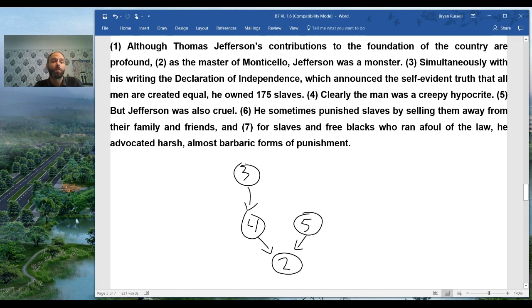And what reasons do we have for believing he was cruel? We have 6, he sometimes punished slaves by selling them away from their family and friends. That would be reason by itself to believe that he was cruel. And for slaves and free blacks who ran afoul of the law, he advocated harsh, almost barbaric forms of punishment. Another reason to believe that he's cruel.